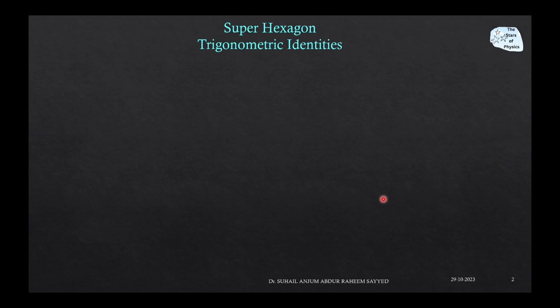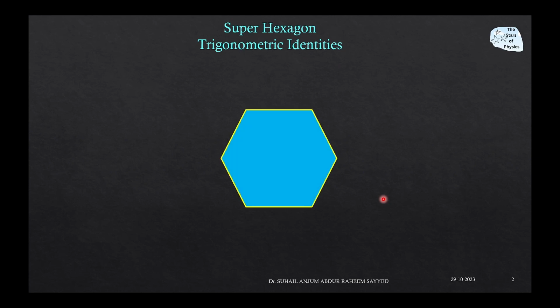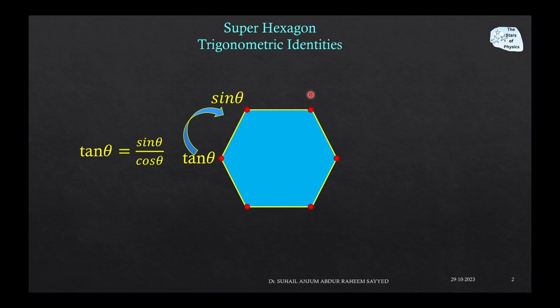So first of all, we have to consider a super hexagon. So this is the hexagon. It is having 6 vertices. Then we know that tan theta is sin theta upon cos theta. So write down tan theta at this vertex. Then go in a clockwise direction and write down sin theta next to this, and next to that, write down cosine of theta at the next vertex. So we got tan theta as a ratio of sin theta and cos theta.